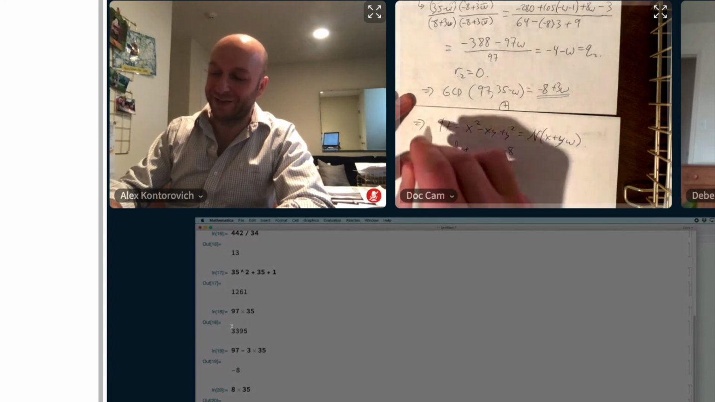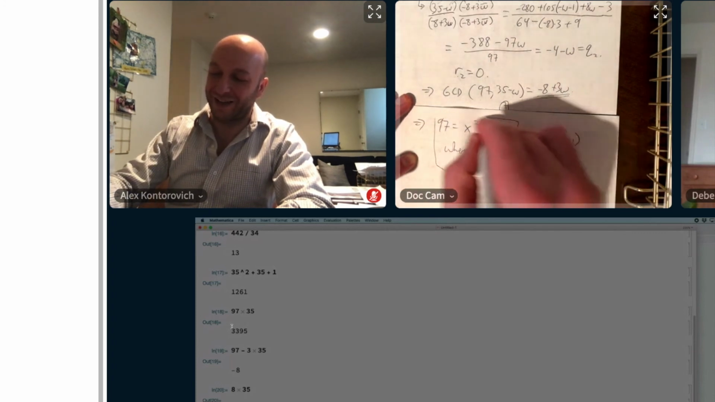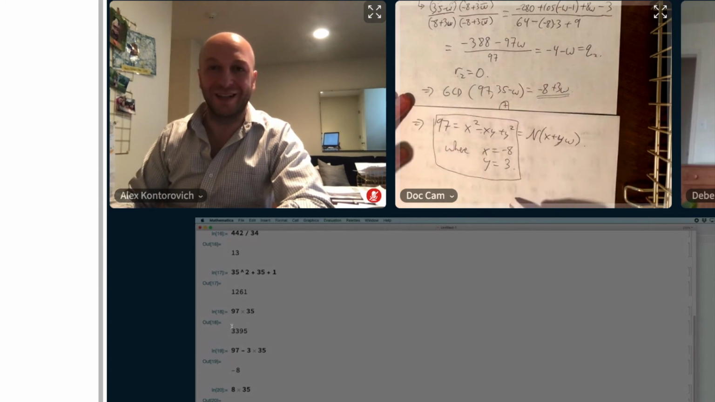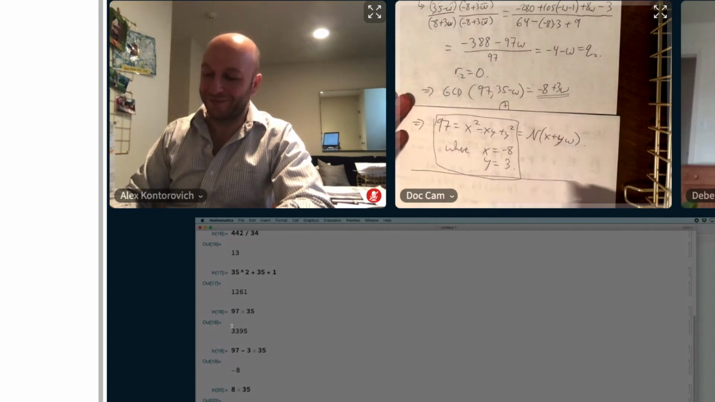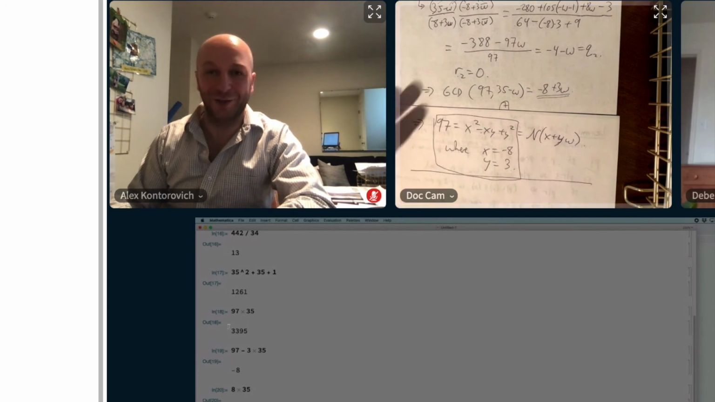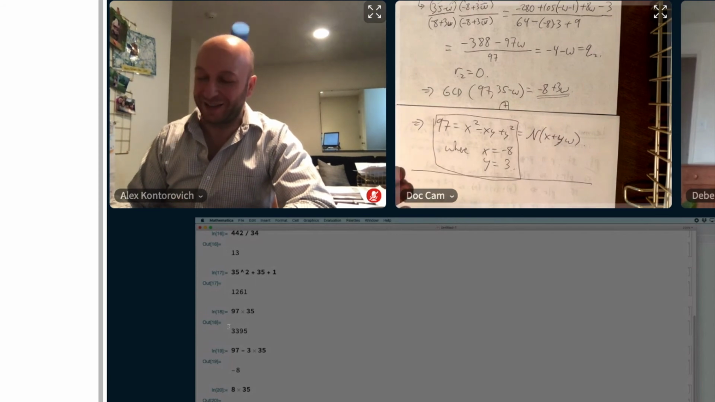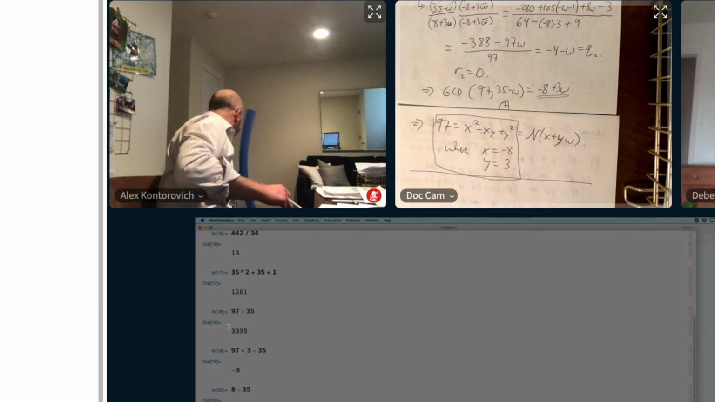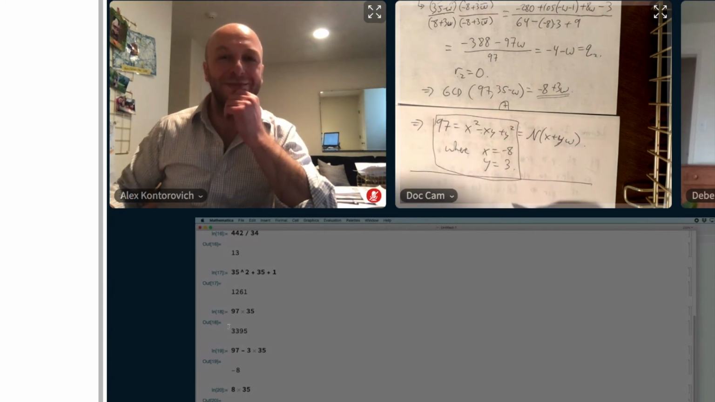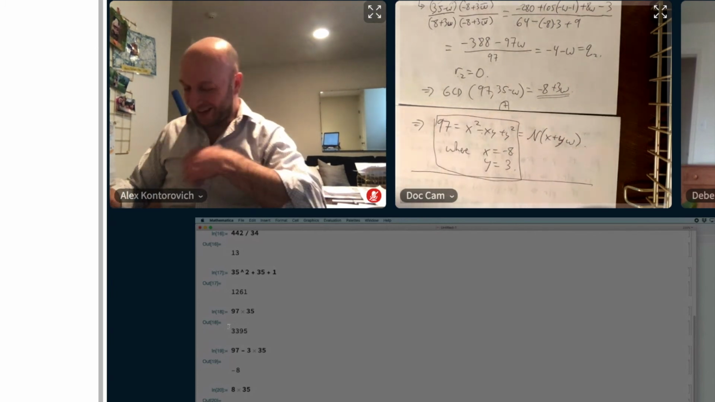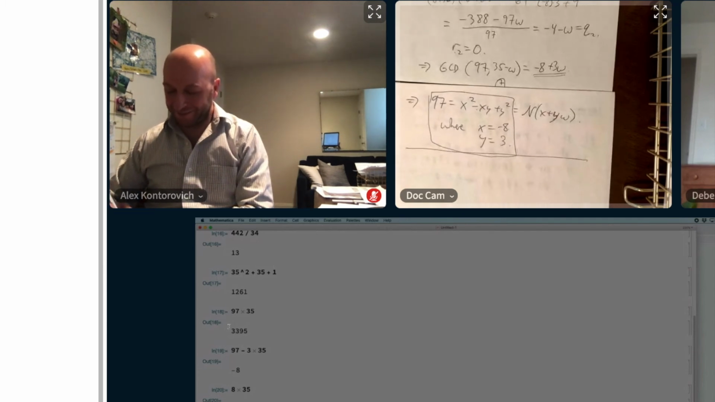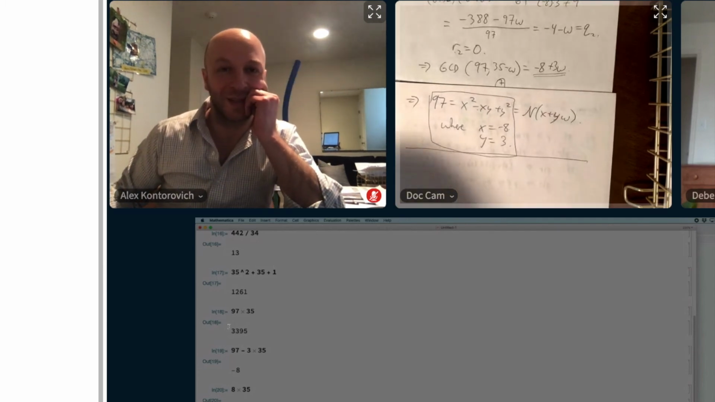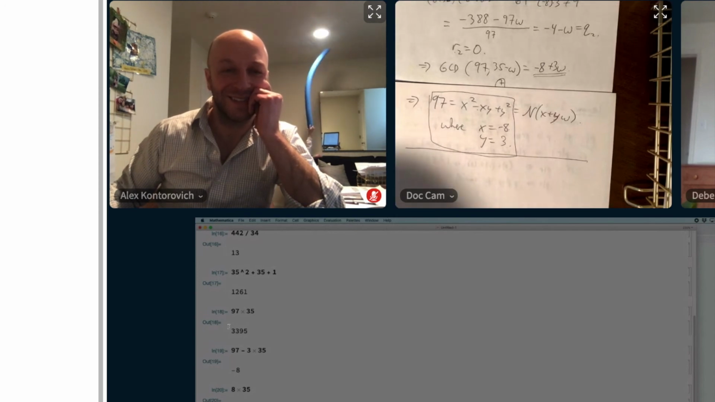So we have expressed 97 as the norm of an Eisenstein integer. Cool? And this method is extremely fast. There are only 2 steps. Step 1, guess at random until you find something that works. And step 2, take the GCD. Does that make sense? Can I get a thumbs up if that's good or not good? Thumbs up. All right.